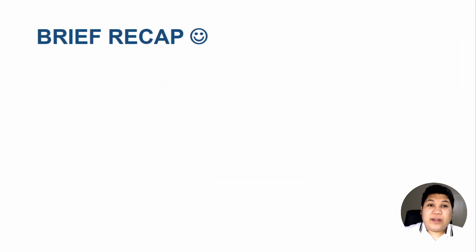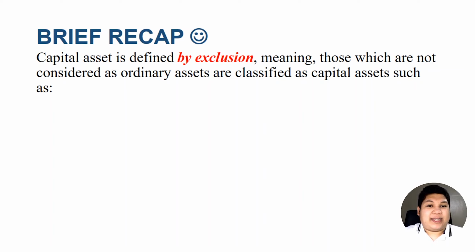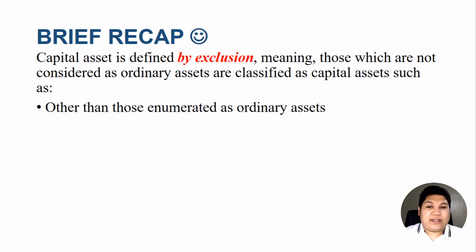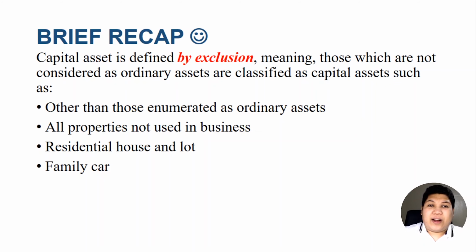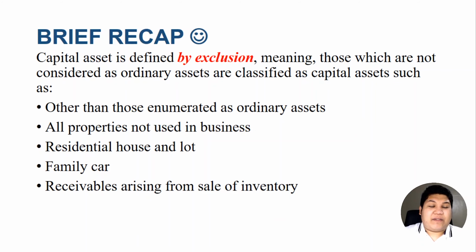So, as a brief recap, capital asset is defined by exclusion, meaning those which are not considered as ordinary assets are classified as capital assets, such as, other than those enumerated as ordinary assets, all properties not used in business, residential house and lots, your own family dwelling, your own family car, receivables arising from the sale of inventory, investment property. So these properties are neither inventories nor properties used in business. Therefore, they are all classified as capital assets.